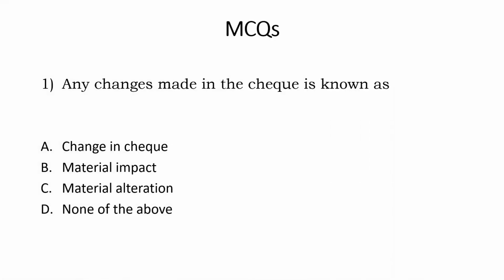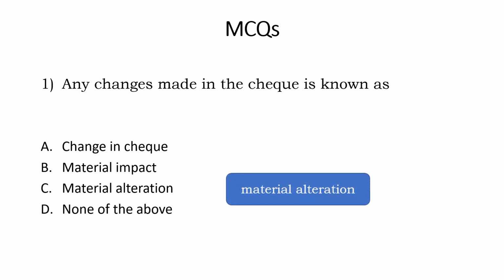MCQs. Number 1. Any changes made in the check is known as: A. Change in check. B. Material impact. C. Material alteration. D. None of the above. Answer is C, material alteration.